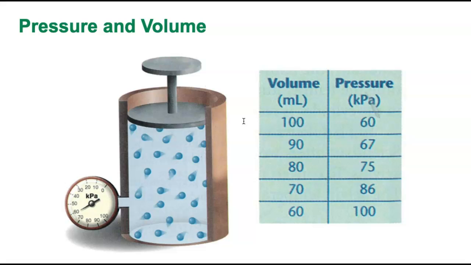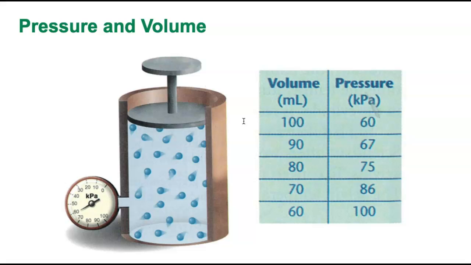And so what's happening here is that you have 100 milliliters volume of gas inside of the cylinder, and the pressure being placed on that gas to start is 60 kilopascals. Now slowly the piston is going to be pushed into the cylinder. It's going to be compressing the gas, adding pressure. And as the volume of the gas decreases by 10 milliliters, so from 100 to 90, then we're going to measure what happens as a result to the pressure of those gas particles in the container.